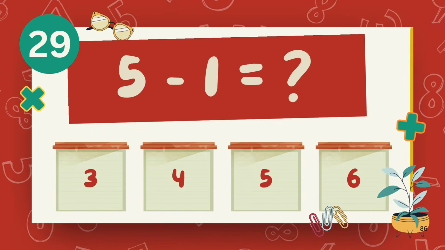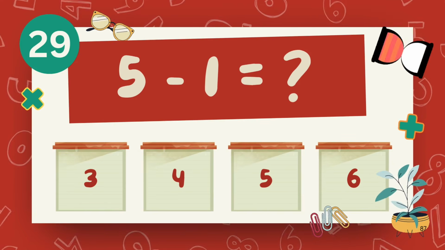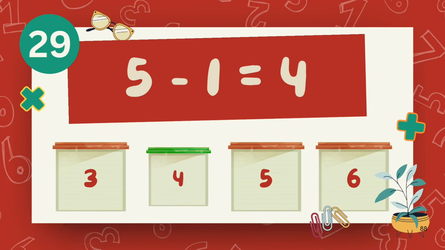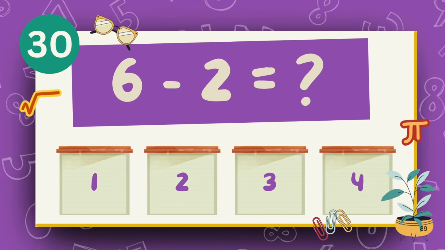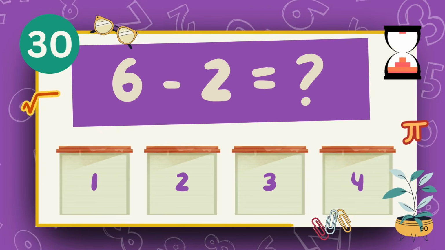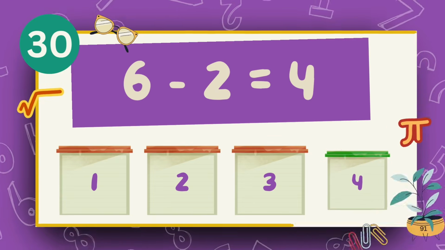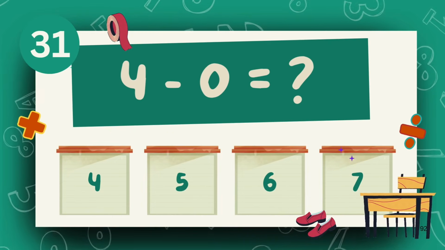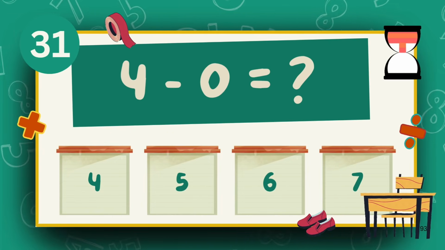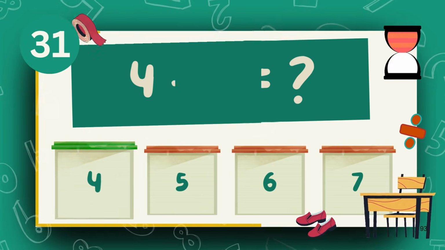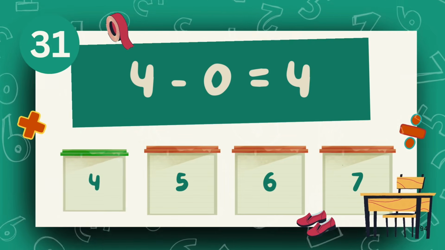What is 5 minus 1? The answer is 4. What is 6 minus 2? The answer is 4. What is 4 minus 0? The answer is 4.